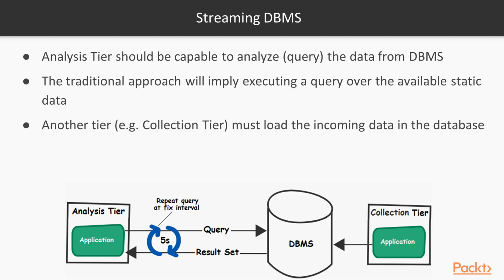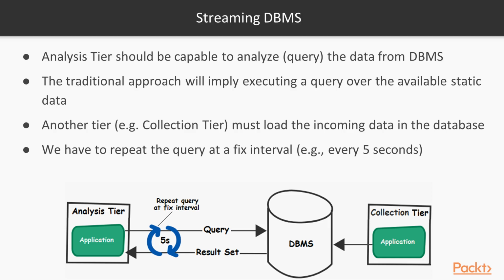And since we are in a streaming pipeline, the ingestion rate can be significant. In order to deal with this ingestion rate, the analysis tier must repeat the query, for example every 5 seconds. Another approach consists in triggering a new query immediately after the current result set was processed. The main drawback of these approaches is that we cannot react in real time.